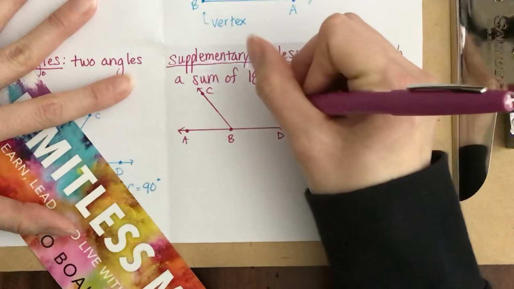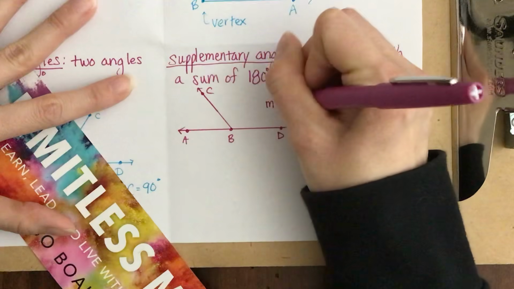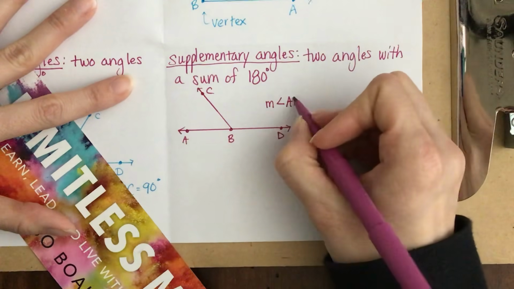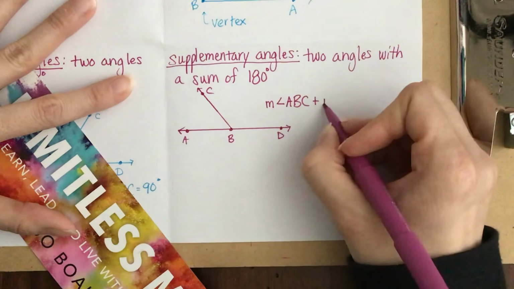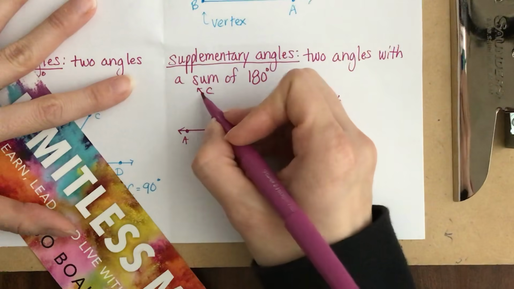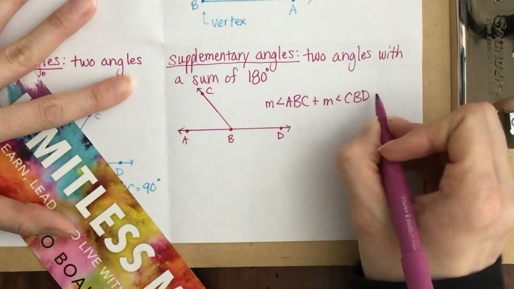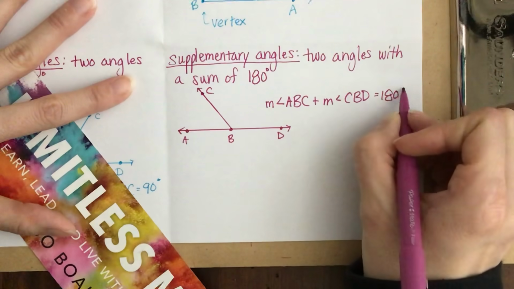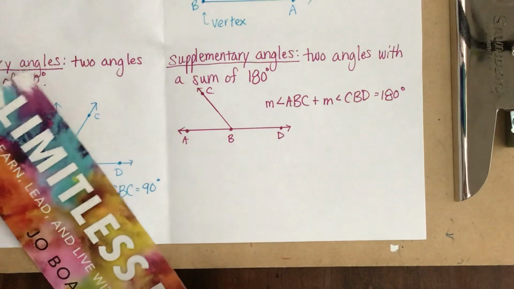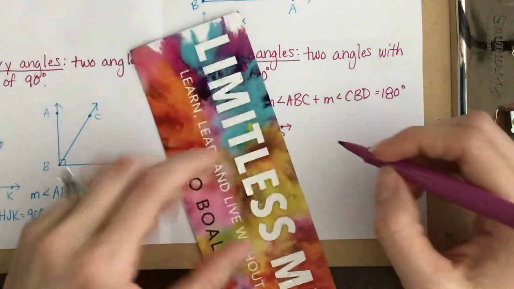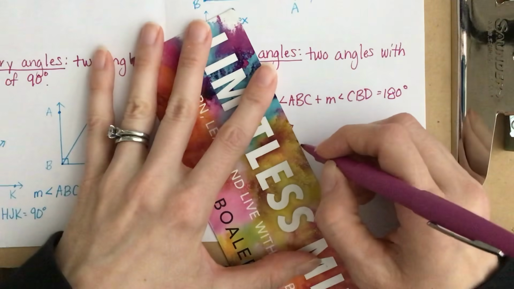And the way that we write that is the measure of angle ABC plus the measure of angle CBD is equal to 180 degrees. And just like complementary angles, they don't need to be attached to be supplementary. So let me draw a picture of what that circumstance would look like.